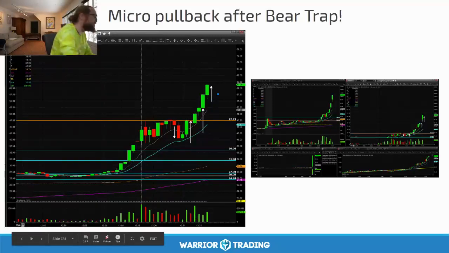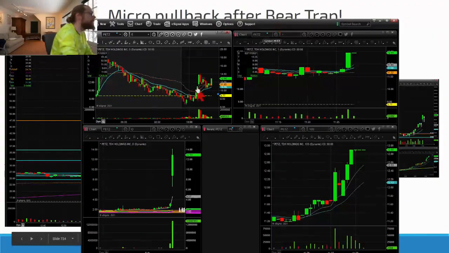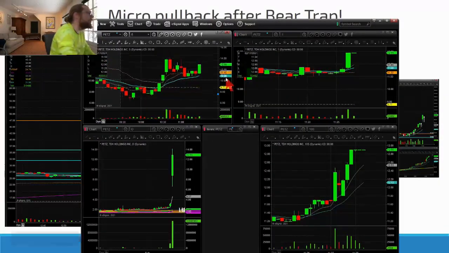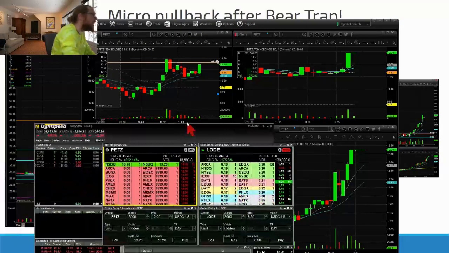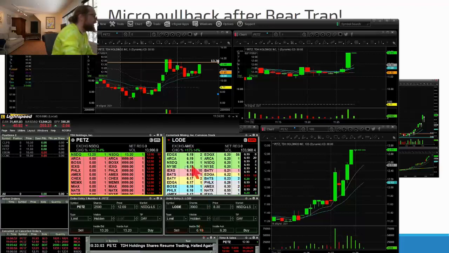Let's see, and I see you mentioning that PETZ is halted. So let me look at that chart here. This is kind of similar to what we were looking at yesterday. This wouldn't right now be a micro pullback, although a halt resumption can provide micro pullbacks. The halt time was 11:28 and 21 seconds, so resumption will be in about 1 minute.